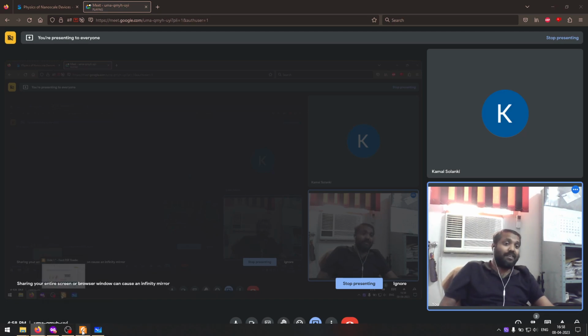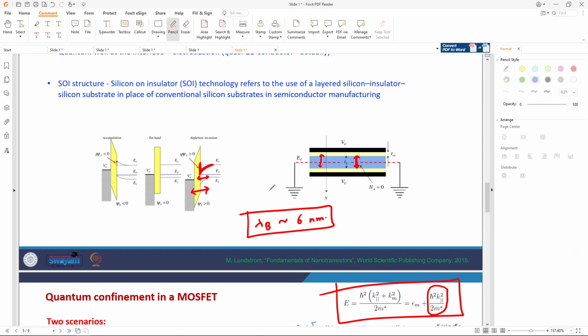So yeah, essentially what I was asking is, in how many directions are the electrons confined in this geometry?